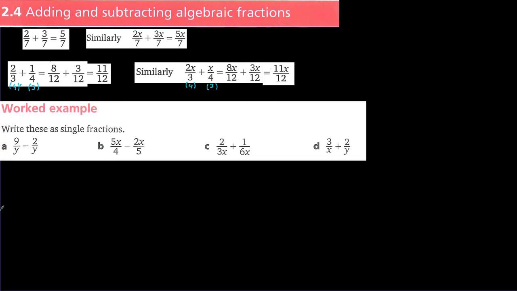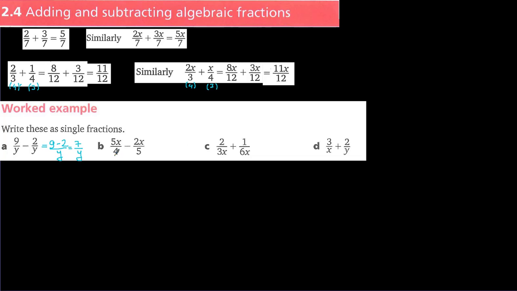Okay, let's continue here with the exercises. Here, as you see, the denominators are the same. If the denominators are the same, we are not doing an operation with the denominator directly. We are doing the operations between the numerators with respect to sign. So it is equal to 9 minus 2 over y, which is equal to 7 over y.